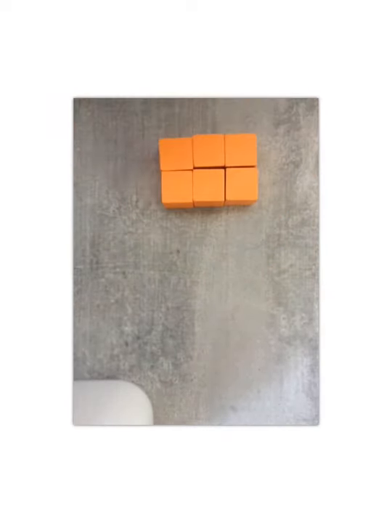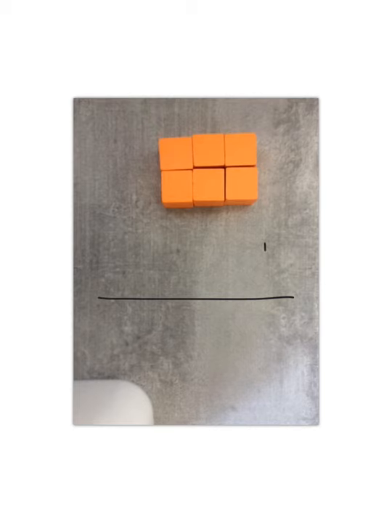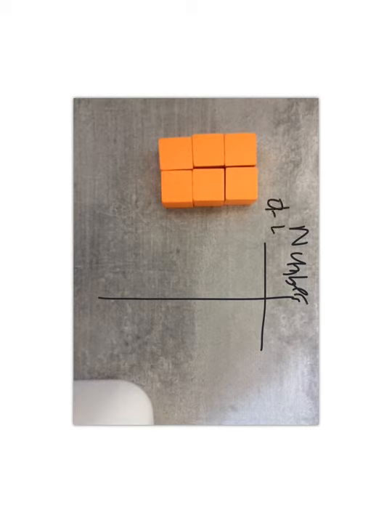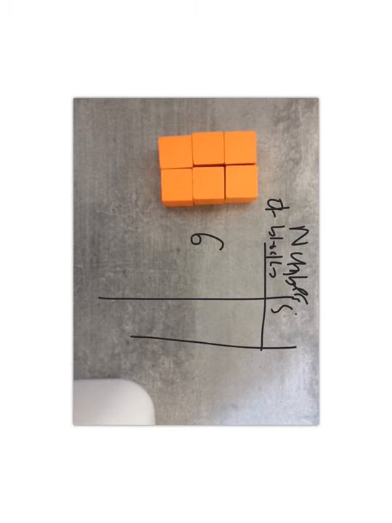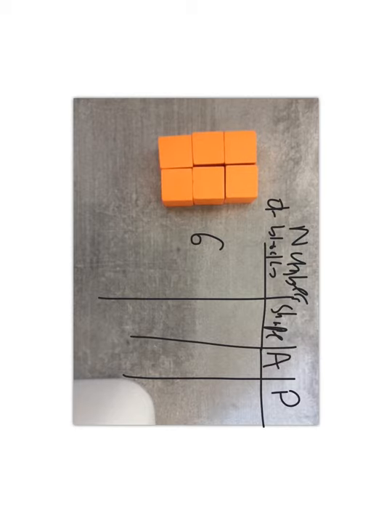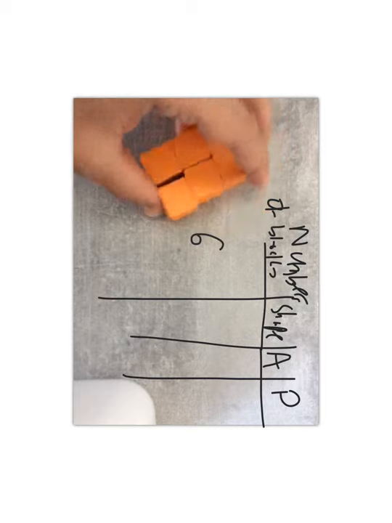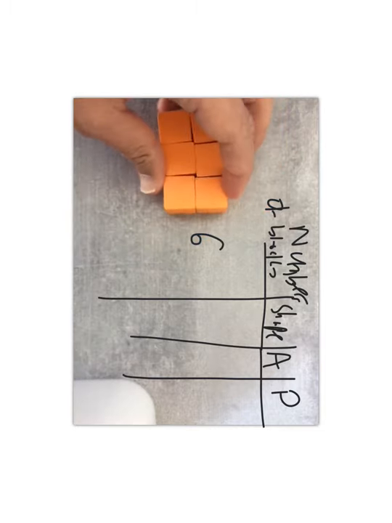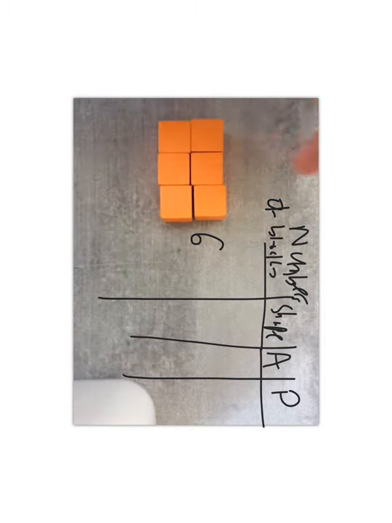So what you could have here, okay, is you could have number of blocks. Okay, so for example, you could have 6, okay, and you could draw the shape, because you might be able to make more than one rectangle with it, and you can write A for area and P for perimeter.